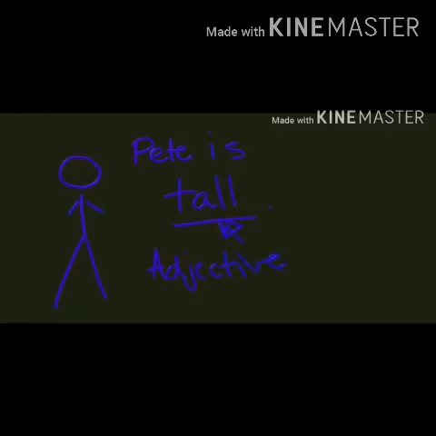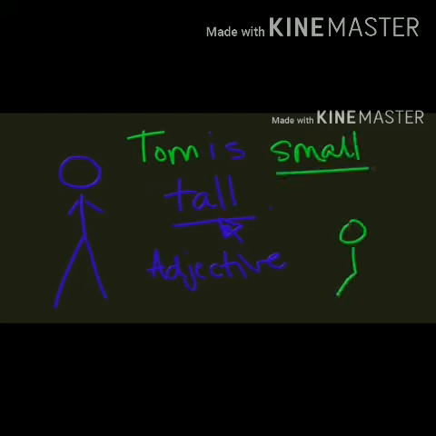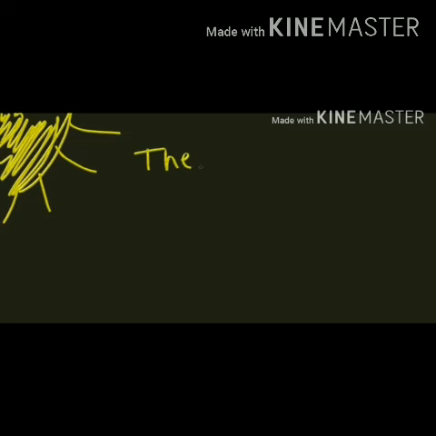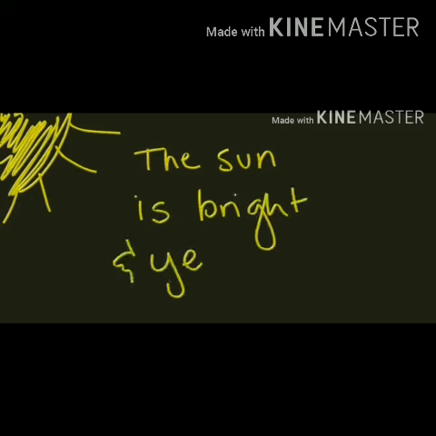Now, let's say he has a friend and his friend's name is Tom. Tom is small. The word small is describing him, so it is an adjective. The next example, let's say we will describe the sun. Here is the sun, and you are going to say the sun is bright and yellow. Bright and yellow are adjectives because they describe the sun.